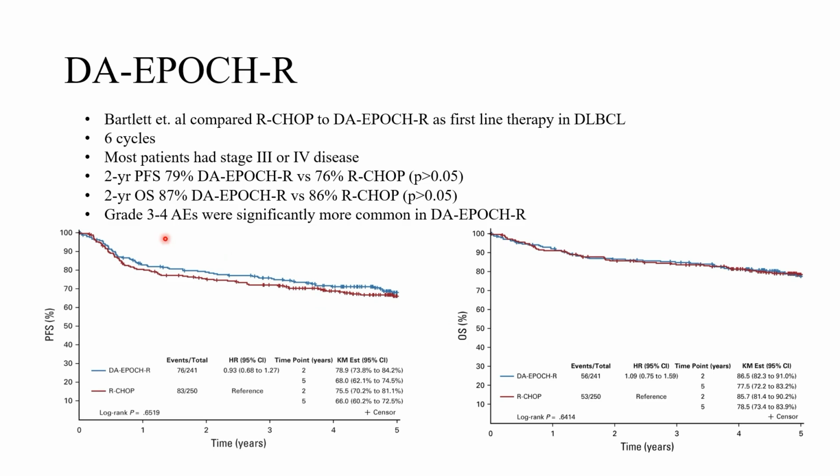The grade 3 to 4 adverse events were significantly more common in the EPOCH group. This included infection, febrile neutropenia, mucositis, and neuropathy. And despite all this, it's still considered a more aggressive treatment option generally. And so sometimes this is actually preferred in high-grade lymphomas because, like I said, it is considered a more aggressive option.